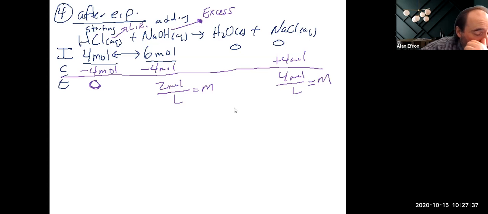And again, if you're not sure, you could use your ice table here to help you understand what you have left at this point. So at this point, I have sodium hydroxide and I have sodium chloride. So again, here we want to figure out the pH.